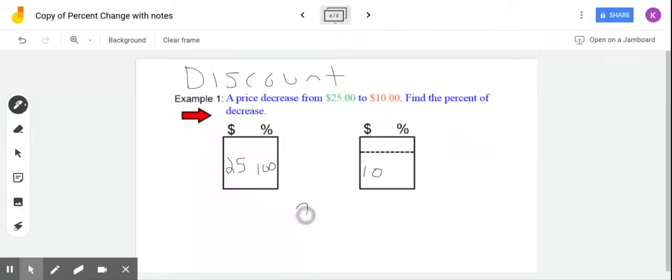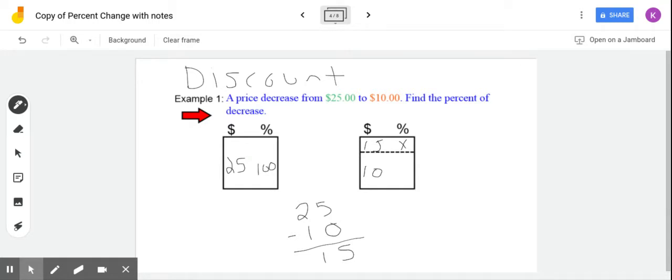The discount is what I'm not paying. So we know we started with 25. We end up paying 10. What are we taking off the price? We're taking off the price 15. That's that missing piece there. And that's the percent that we're trying to find. We're trying to find that percent of the discount.